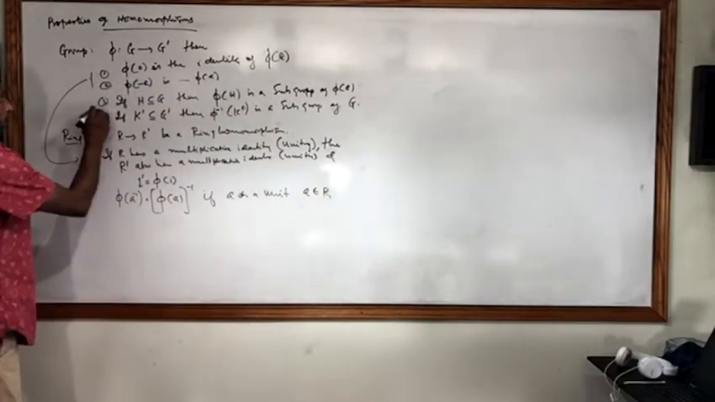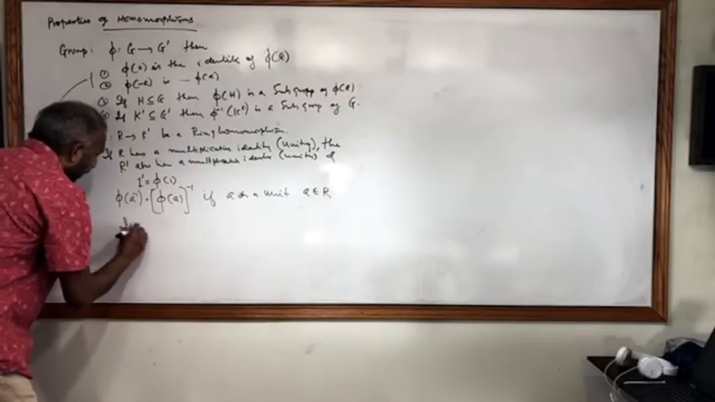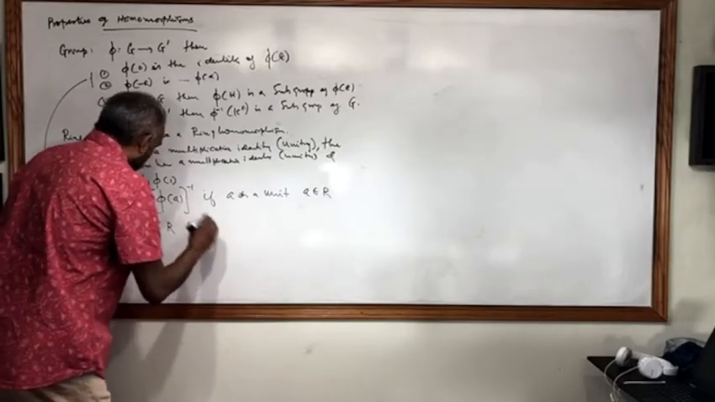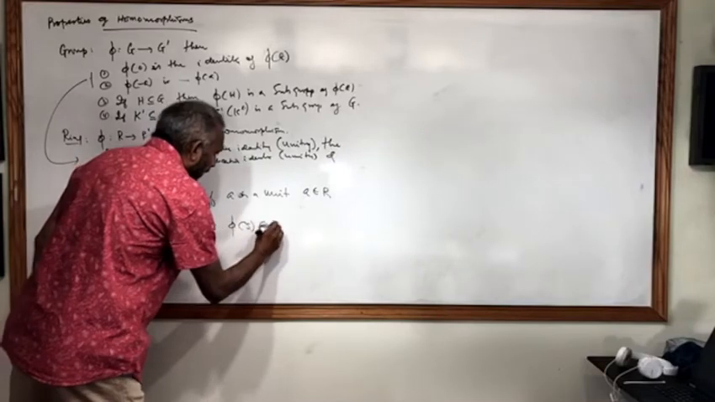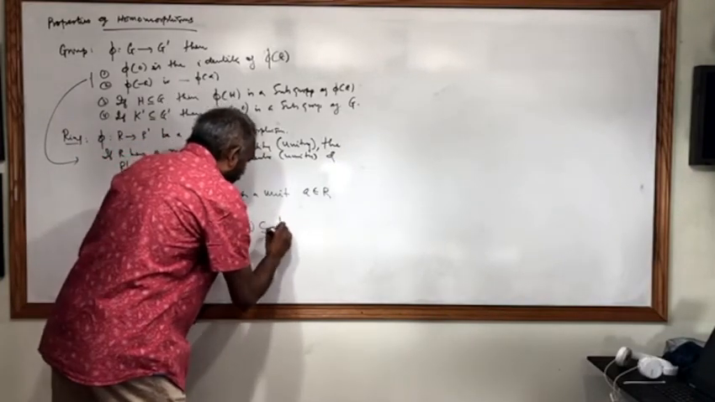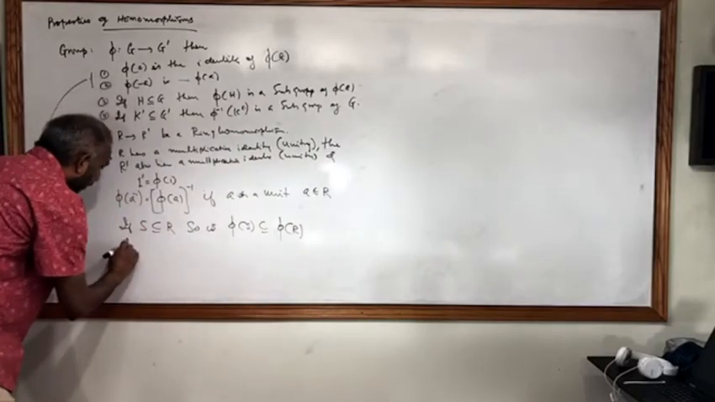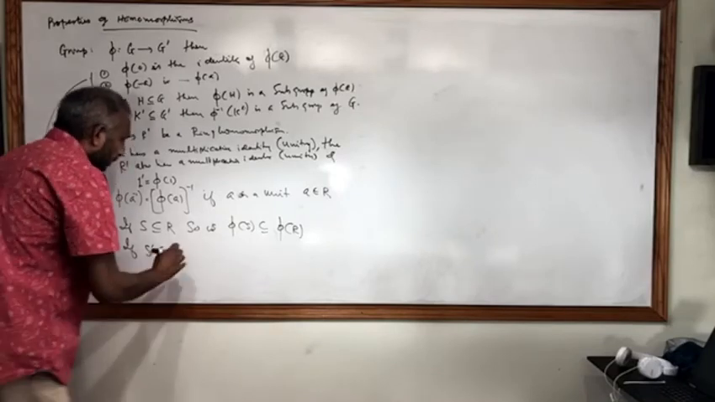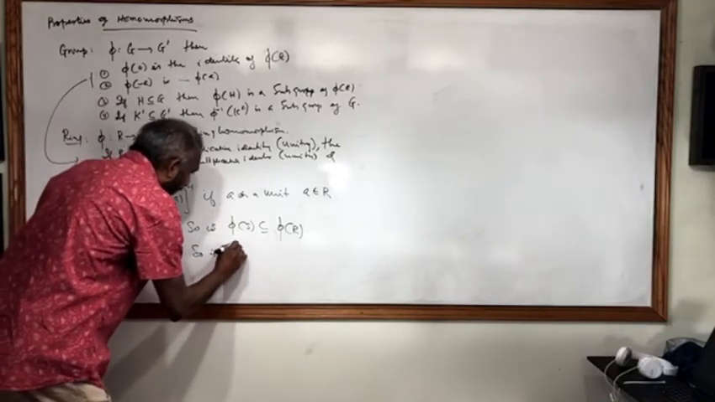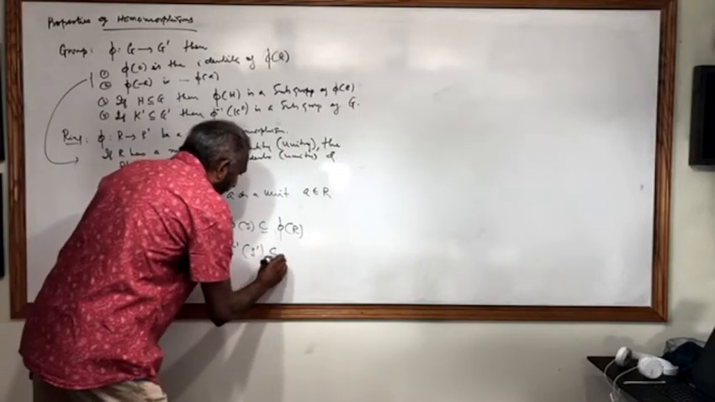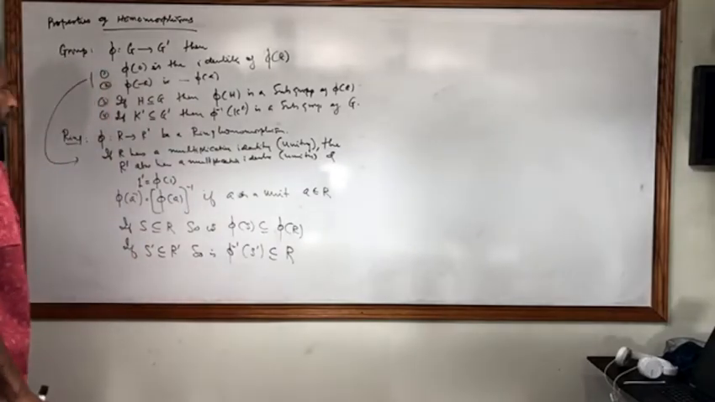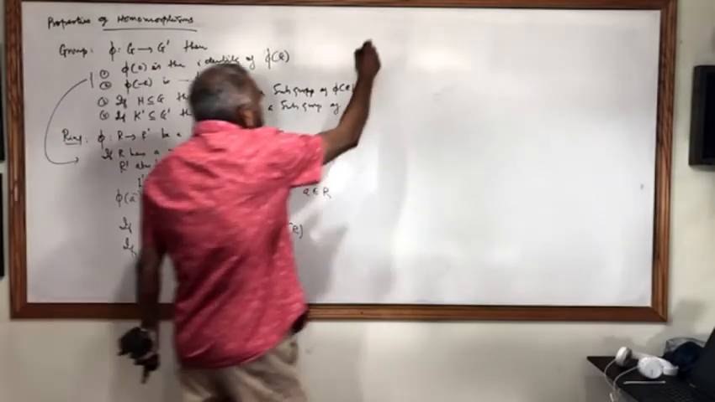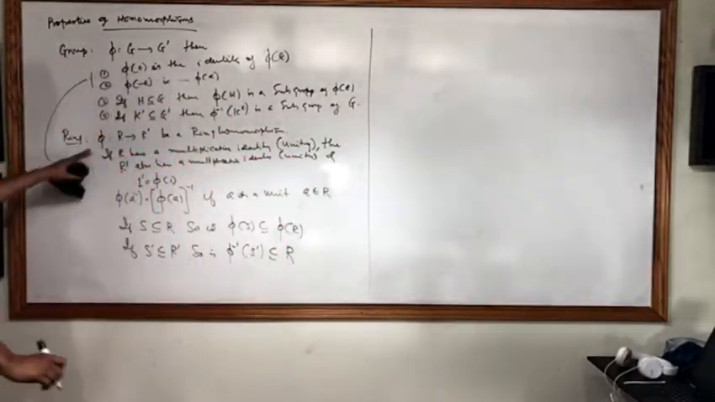Third, if you are extending 3 and 4, if S is a subring of R, so is phi of S a subring of phi of R. If S prime is a subring of R prime, so is phi inverse of S prime a subring of R. So these are the corresponding ring properties of the homomorphism. Let us briefly prove these results.